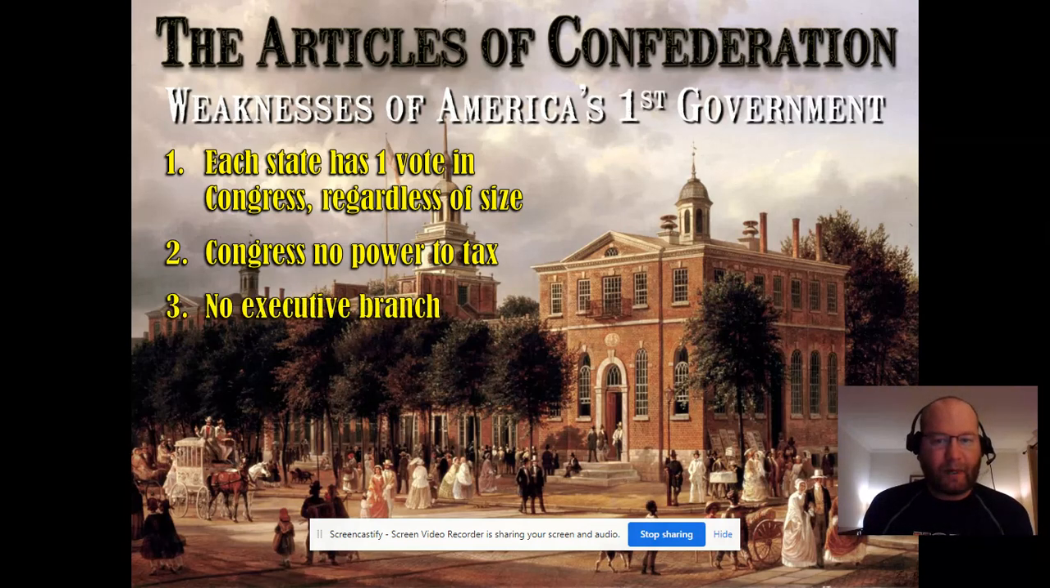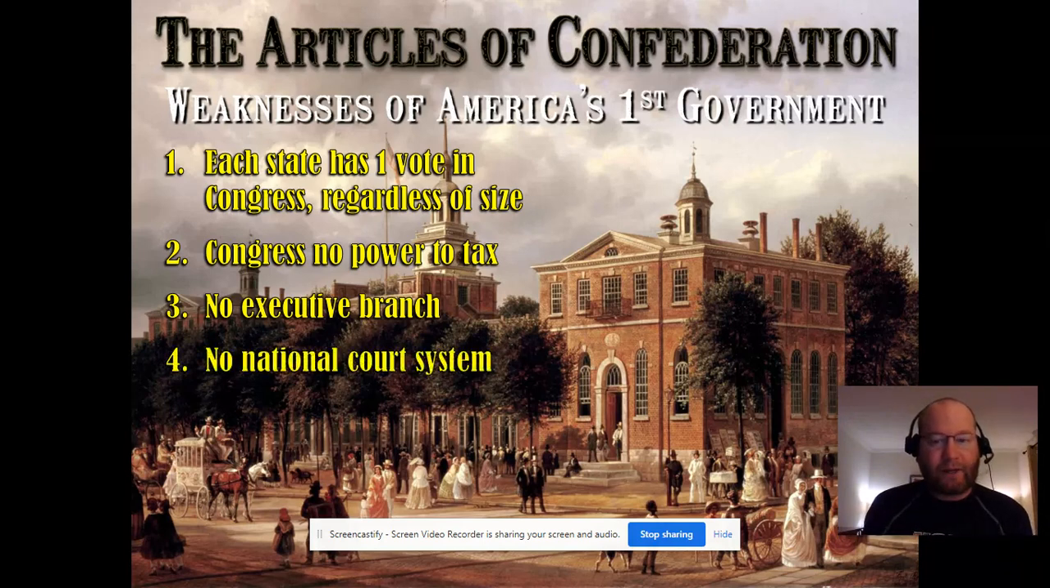There's no executive branch, so we didn't have one person that could make some important decisions for our country. When we talk about the branches of government, the executive branch's job is to carry out the laws, to execute the laws. Execute, that's its main job. So there was no branch of our government set up to do that.